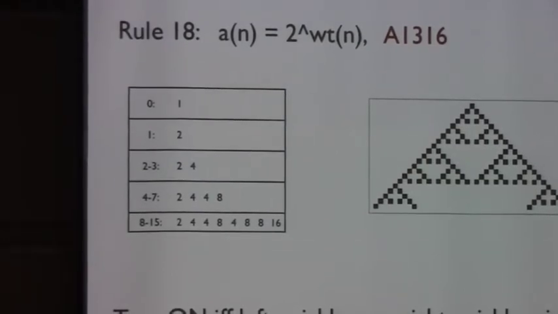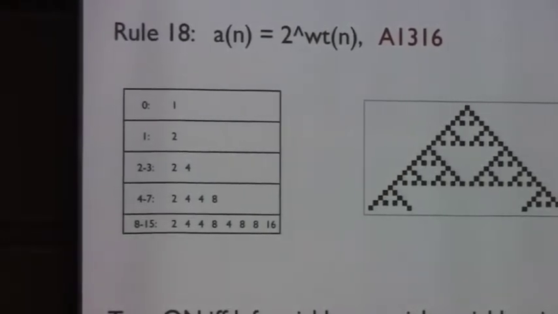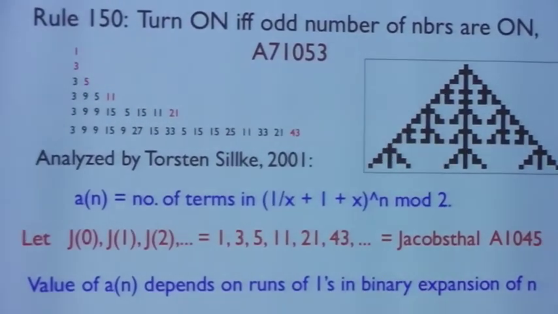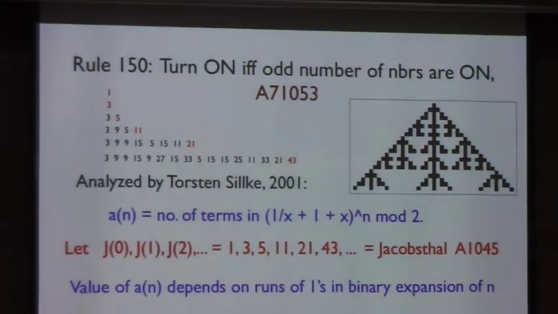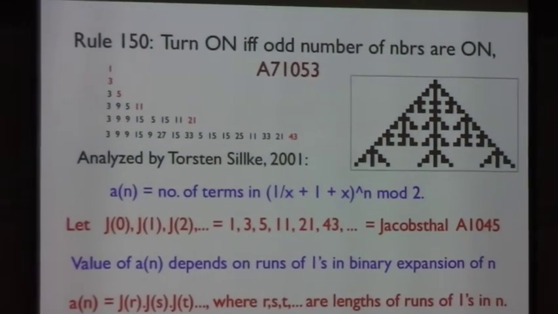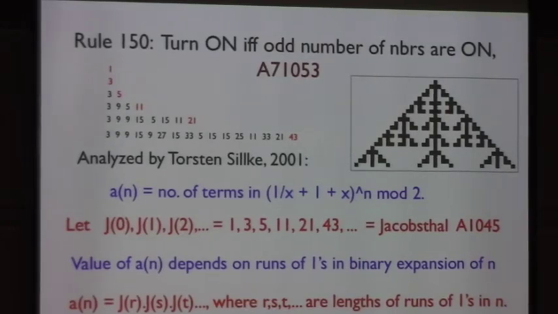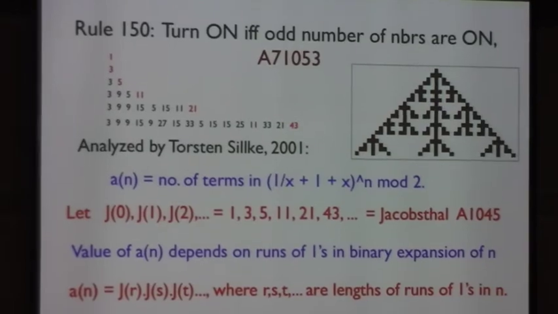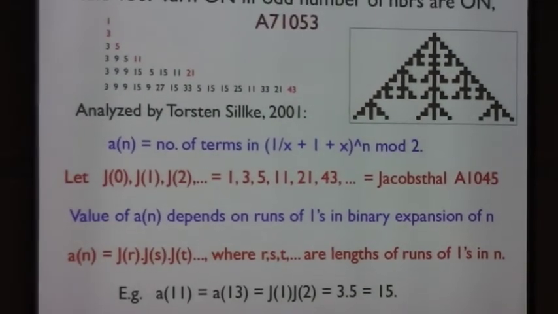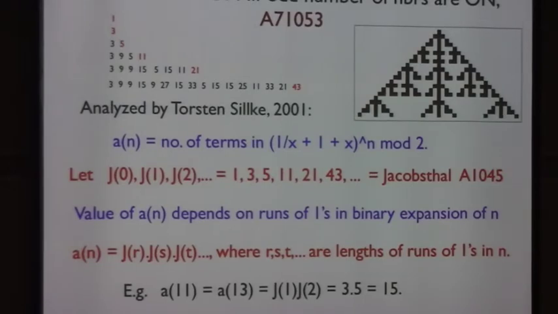And this seems to happen with many cellular automata. I don't really understand why that should be the case, but I have some partial results about that, which originated by looking at Rule 150. Rule 150 is you turn on if and only if an odd number of your neighbors are on, and the neighborhood, in this case, is 3 adjacent cells. And you can explain this. This was analyzed by Torsten Sillke in about 2001, and he found a formula for the nth term.